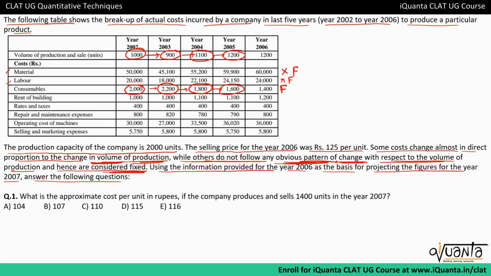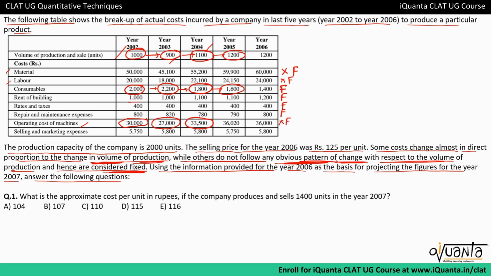Similarly, if you check rent of building, it will also come out as fixed. Then rates will also come out as fixed, and repairs as well. But when you come to operation cost of machines, with the number of units at 1000, the cost is 30,000. At 900 units, the cost has decreased to 27,000. The number of units is 1100, the cost is 33,000. So this is following a pattern, hence this will not be fixed.